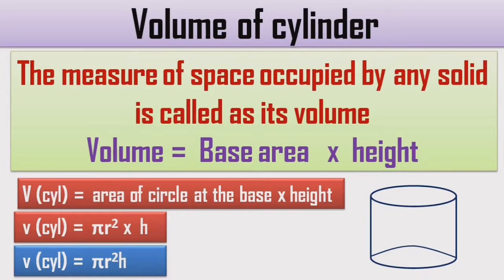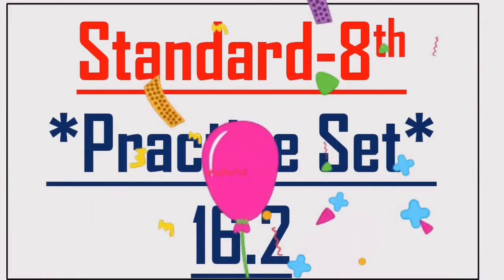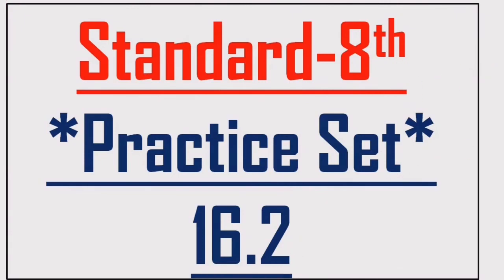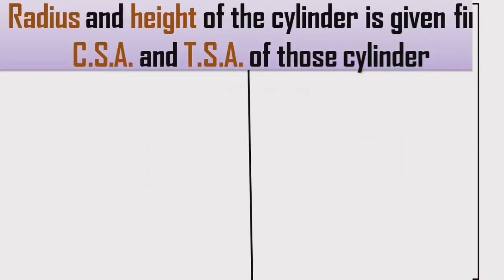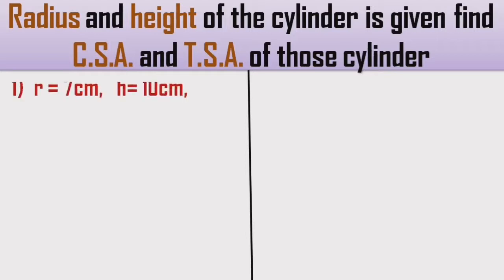Now it is time to solve practice set 16.2. From this practice set, question number 3 and 4 are omitted for this year. The very first question is: radius and height of certain cylinders are given to us. We need to find CSA and TSA of those cylinders. The first question is radius is given to us as 7 and height is given as 10 cm.